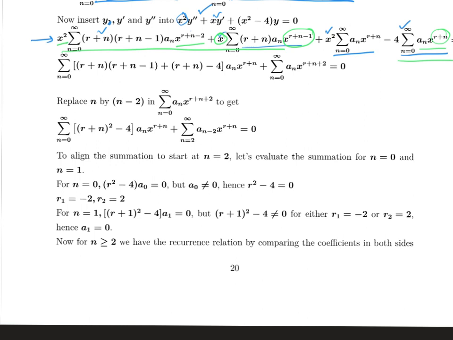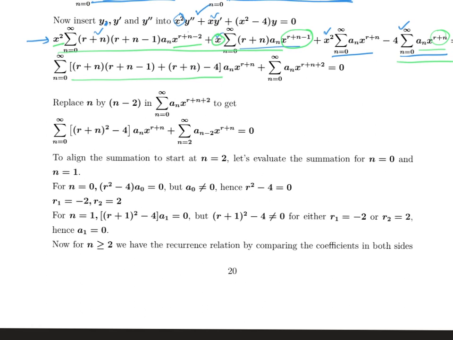So these three summations could be combined to get one summation, and then the other summation, if you look at it closely, it has x to the power r plus n plus 2 because of this x squared. All right, now notice the difference between these two. So x to the power r plus n and x to the power r plus n plus 2. So those are not the same. And we want to have the x's having the same power on the left hand side.